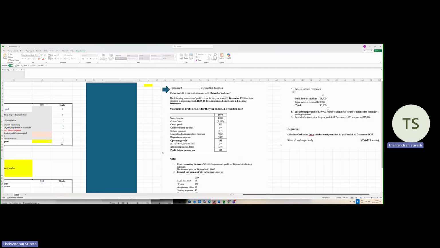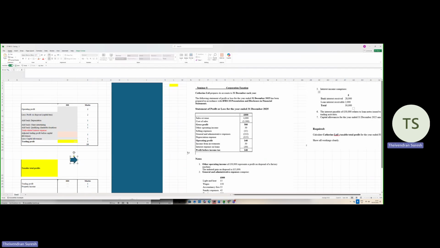Right. So this is an example question for corporation tax, a good practice question. We've been asked to calculate the taxable total profit. Remember, the question did not ask us to calculate the corporation tax liability. They're simply asking us to work out taxable total profit. So what is the taxable total profit?